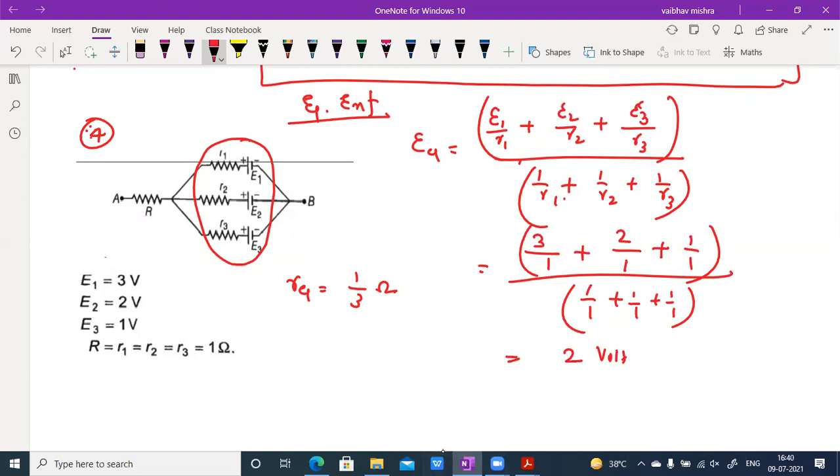So now this circuit can be replaced as there is one capital R. We can remove these three and put in one battery. So there is one battery of EMF 2 volt and internal resistance 1 upon 3 ohm between A and B. Right?